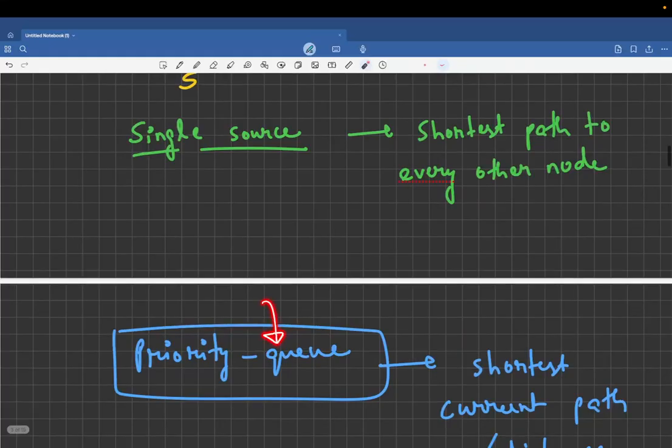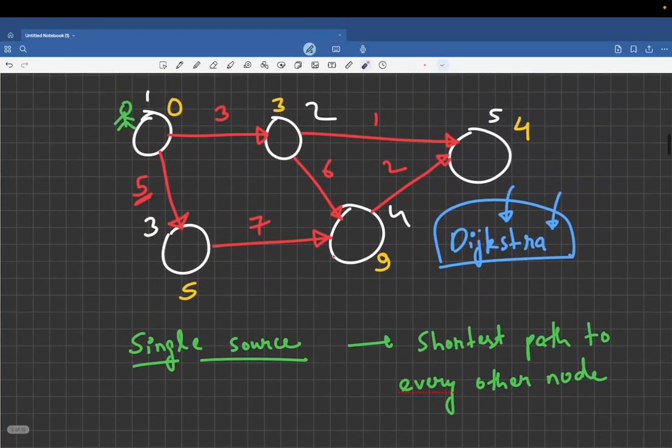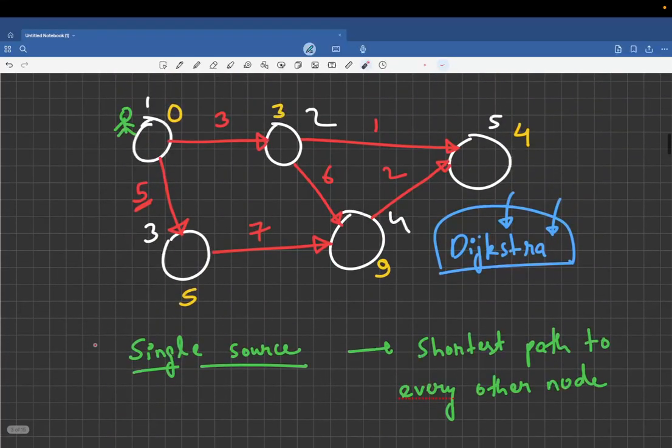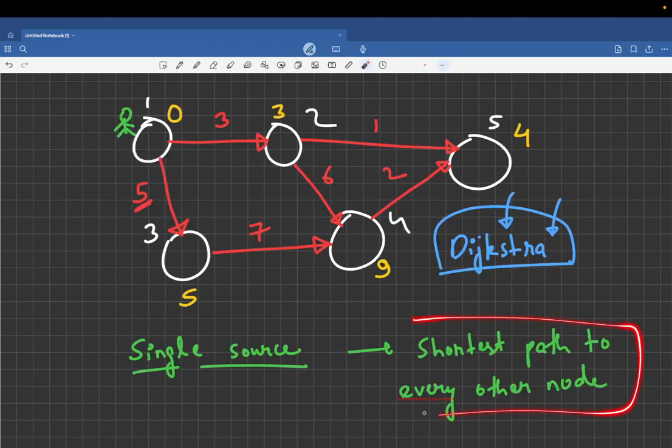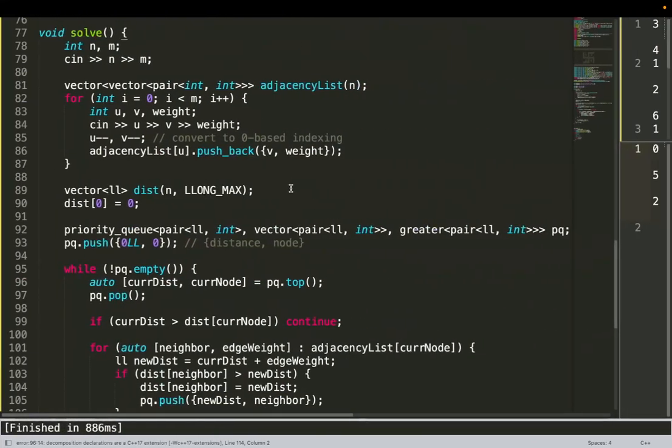There can be multiple implementations. You can use minimum priority queue, maximum priority queue, or you can use set as well. But in the code we are going to discuss, I have implemented Dijkstra via minimum priority queue, which is the most common of all as well. Okay, so let's see the code. The only thing I wanted to discuss in this particular video is that if you have a single source and you want to get the shortest path to every other node via that single source, the algorithm that comes into act is Dijkstra. Okay, let's see the code.